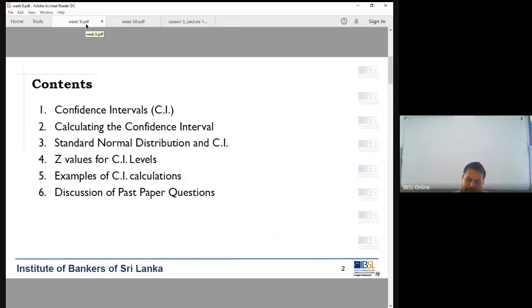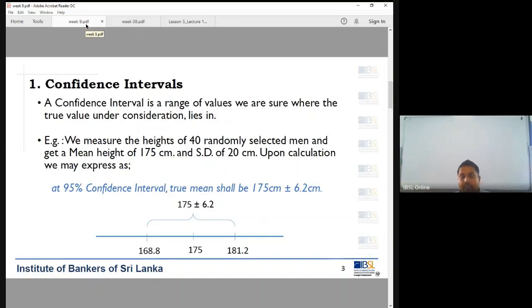Then we will look into the relationship between the standard normal distribution and how we take those intervals, how we use the Z value in this practical application of confidence interval estimation, and at least two examples on the confidence interval calculations for you to make yourselves feel comfortable. With that introduction, we will start the discussion today.